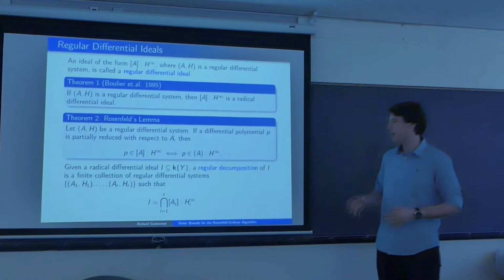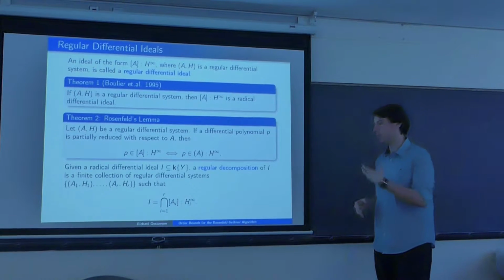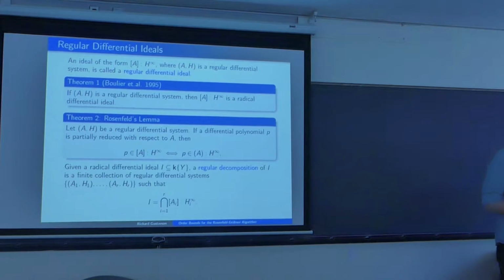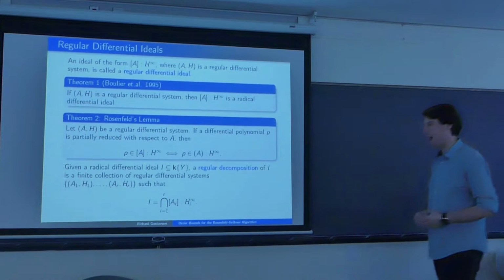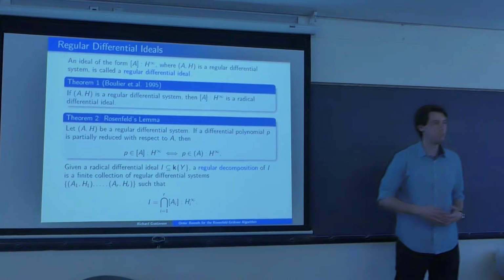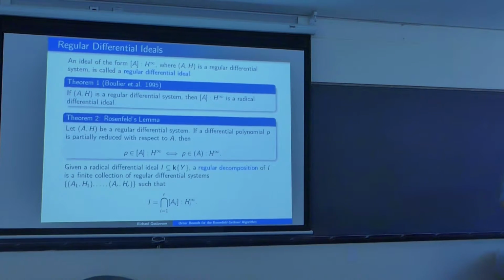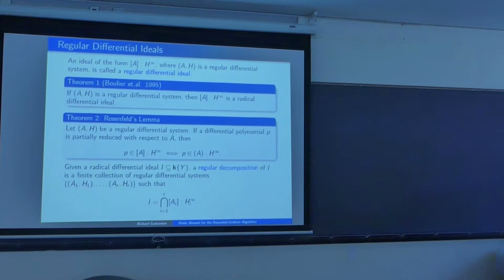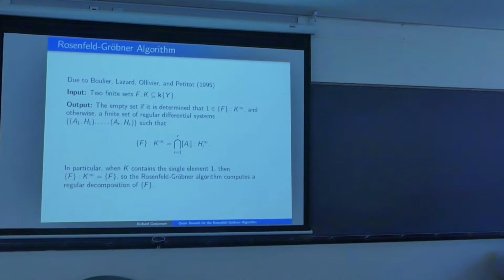So if we have a radical differential ideal, we're going to say a regular decomposition is just a finite collection of regular differential systems, such that the radical differential ideal is the intersection of these regular differential ideals. And as we're going to see, every non-trivial radical differential ideal is going to have such a regular decomposition. You don't require things to be prime or anything. It's just, no. So this is just radical.